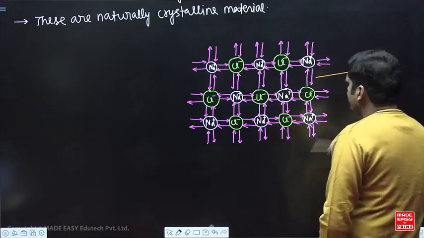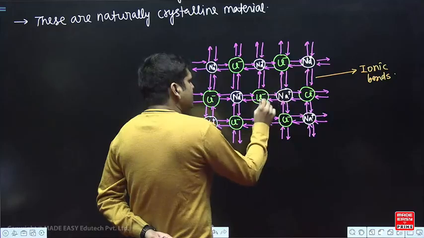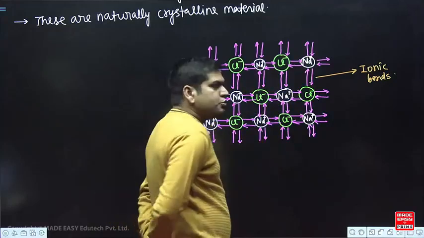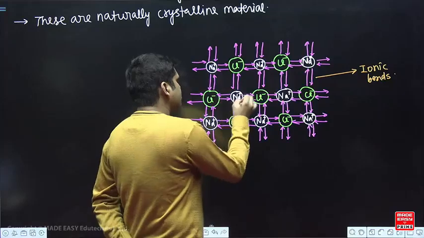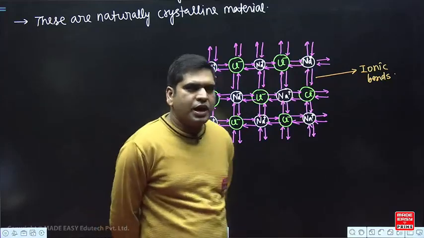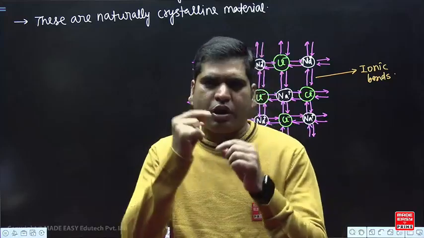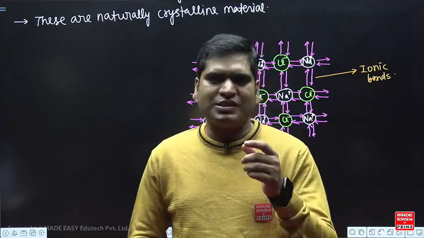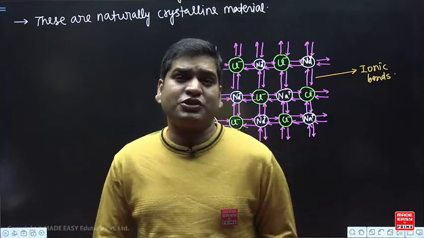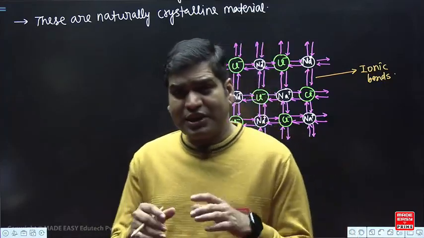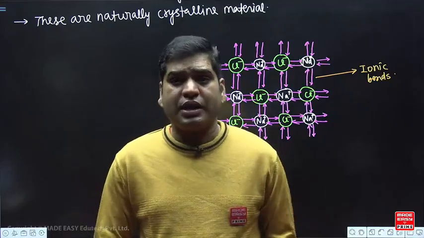Now you see, my dear friend, from any anion, in each direction you will get an equal magnitude of ionic bond. Or for any cation, in each direction you will get an equal magnitude of ionic bond. Such bonds which have equal magnitude in all directions are known as non-directional bonds. So an ionic bond is a non-directional bond. It means it does not have any specific direction. It can be formed in any direction.